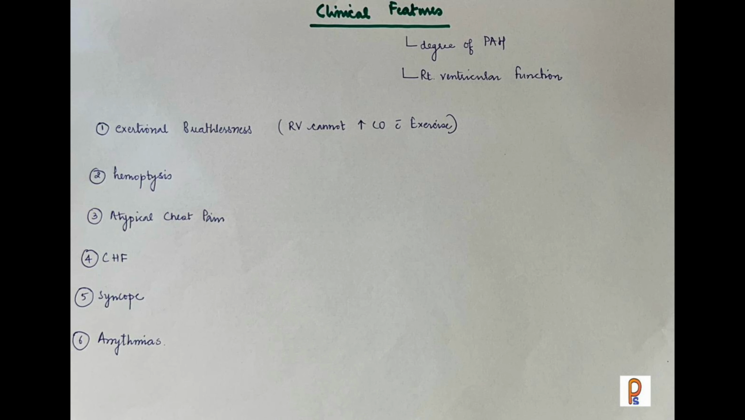Now, if we talk of the clinical features of PH, how PH will present, it depends on the degree of the PH and also on the right ventricular status. The most common symptom is exertional breathlessness, which occurs due to the inability of the right ventricle to increase the cardiac output along with exercise. Other features which may be present are hemoptysis, atypical chest pain, congestive heart failure; it may present as syncope or arrhythmias. Cyanosis may be seen in Eisenmenger. It also depends on the cause.